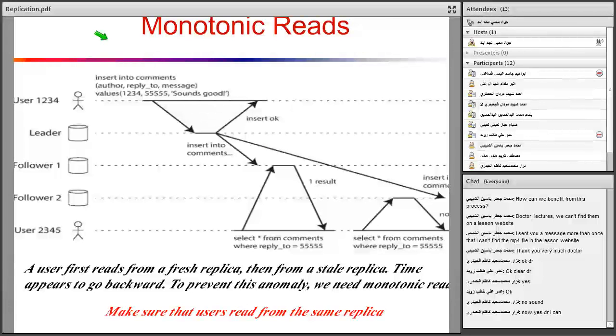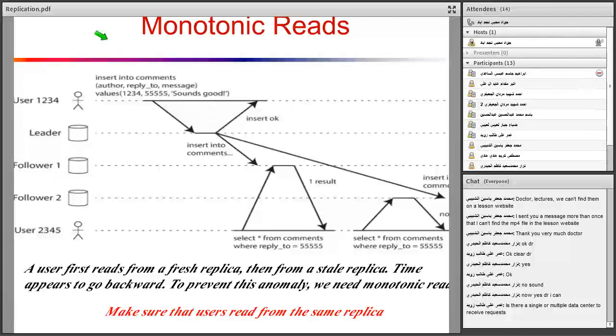Okay, I changed the slide and I'm going to talk about another example of a challenge which is caused by replication lag. I'm talking about monitor read.